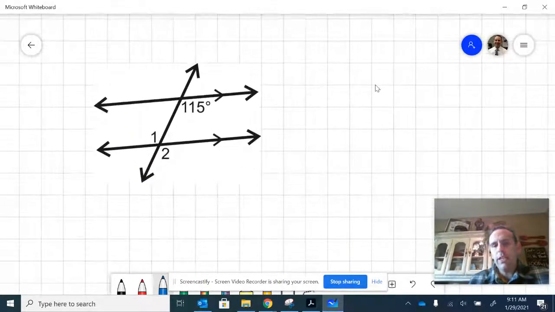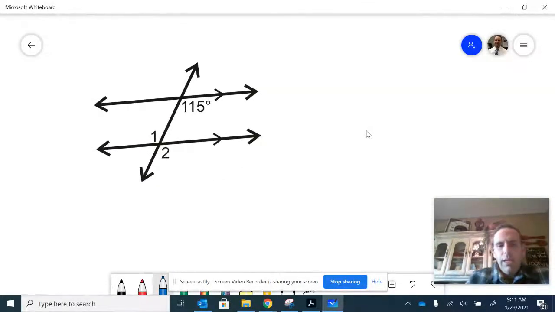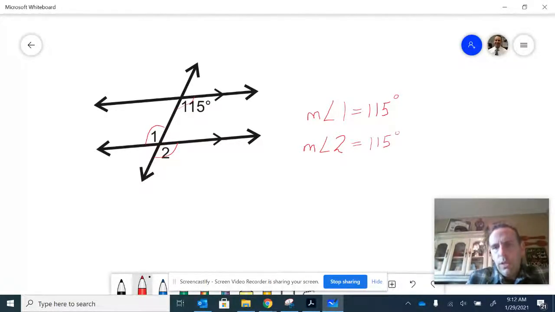Let's take a look at a specific example. In this diagram, you can see that we have an angle measure marked 115 degrees. Notice that angle 1 is an alternate interior angle to that angle. That means that the measure of angle 1 itself is 115 degrees. It's the same. And notice angle 2 is also marked. Since angle 2 is a vertical angle to angle 1, it would also have the same measure. So it would be 115 degrees as well.